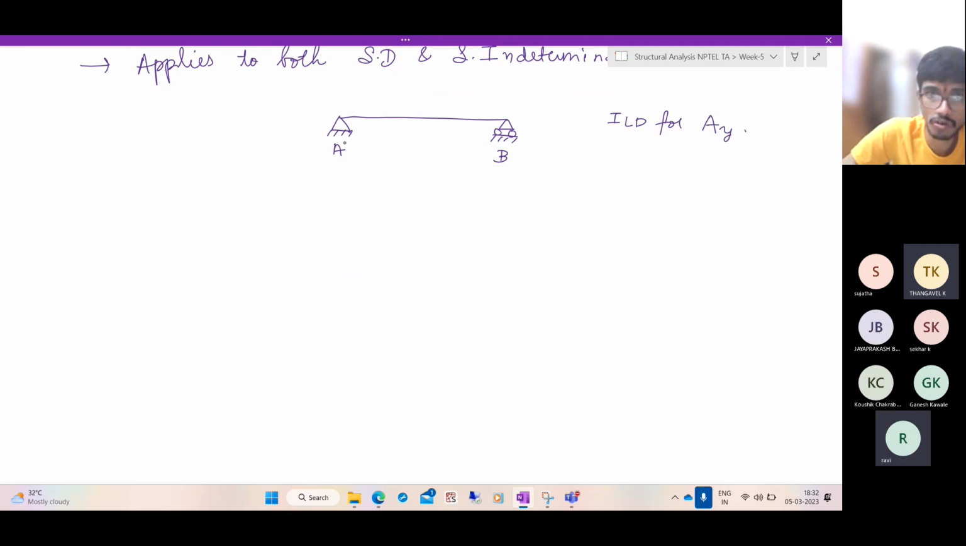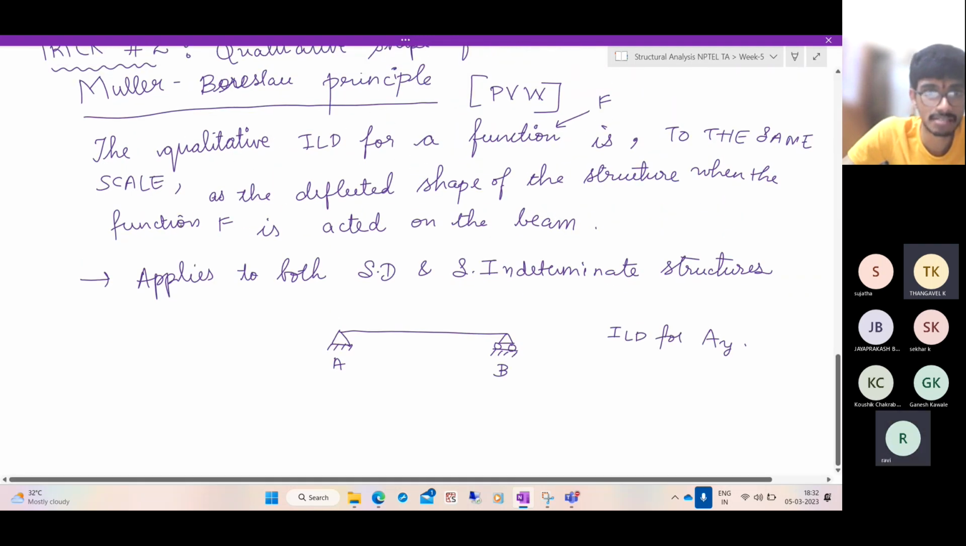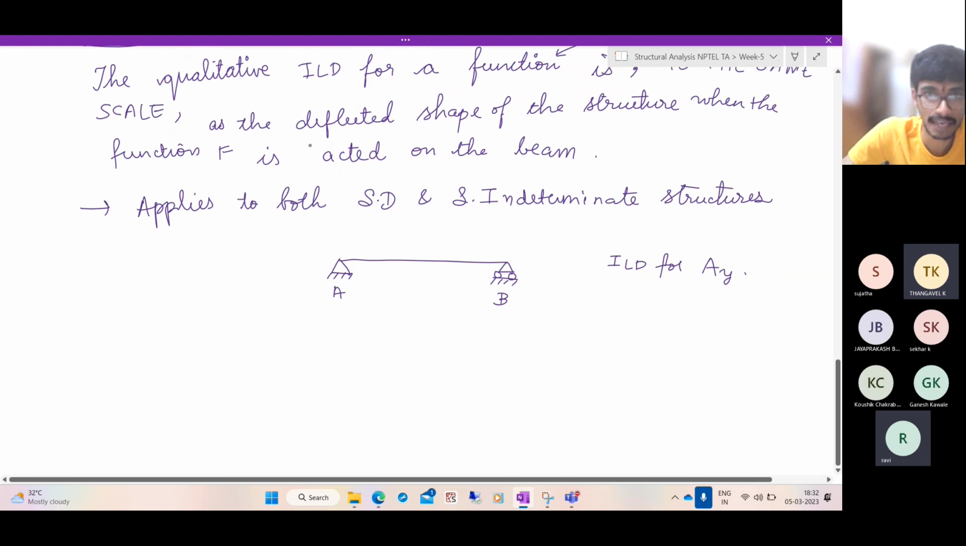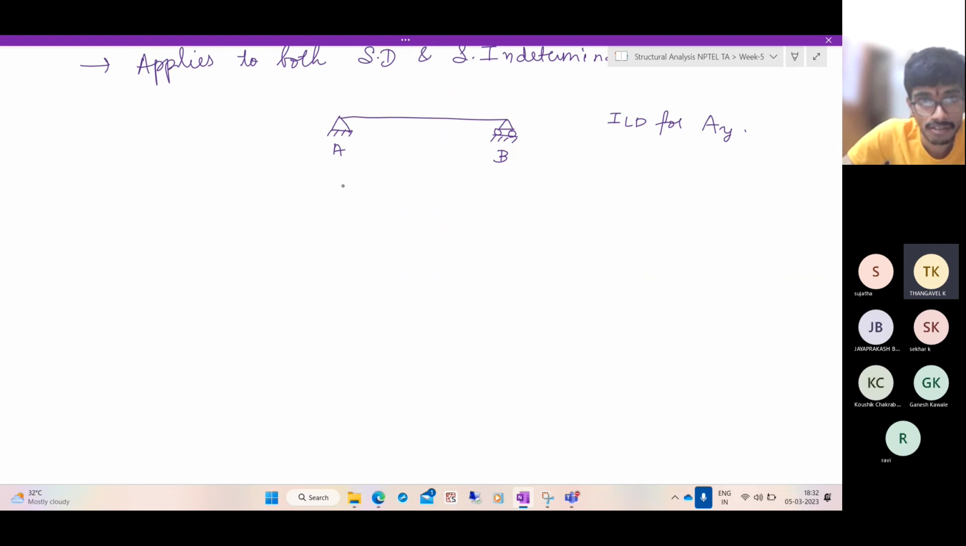In that case, what should I do? What does the principle say? It says that the shape of the ILD, which is the qualitative shape of the ILD, is to the same scale as the deflected shape of this structure when F is acted on the beam. So now we have to act AY on this beam. How to apply AY onto the beam? So remove this support and apply AY here.